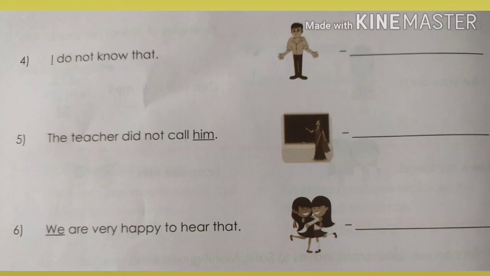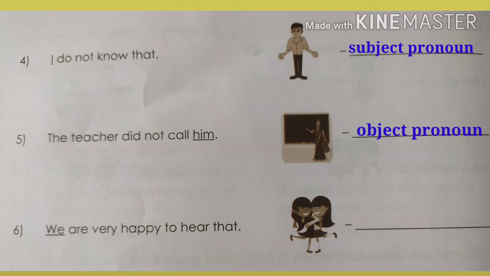Then in the next sentence, I do not know that. So in this sentence I is the subject pronoun. Next, in the fifth sentence, the teacher did not call him. So in this sentence him is the object pronoun. Then in the next sentence, we are very happy to hear that. So in this sentence we is the subject pronoun.